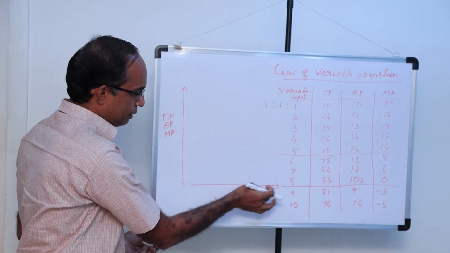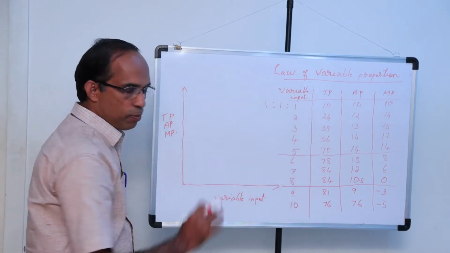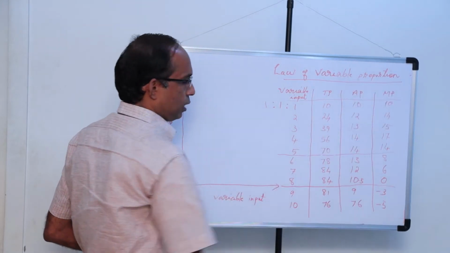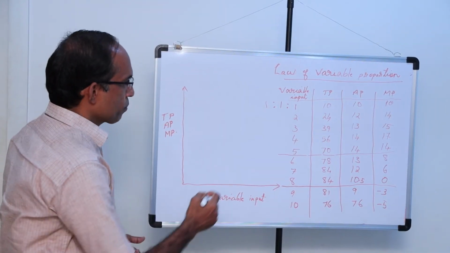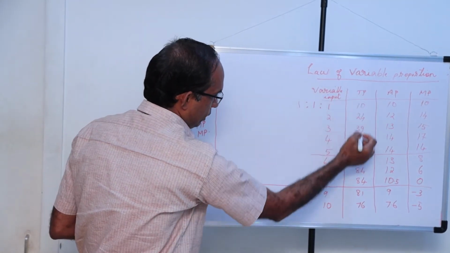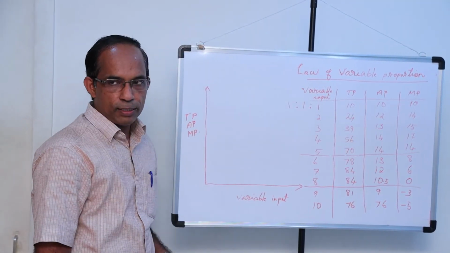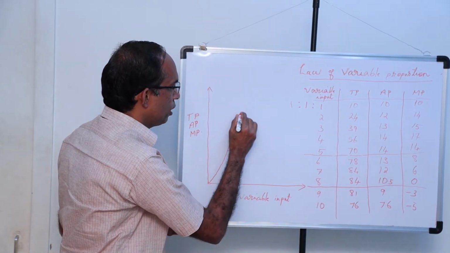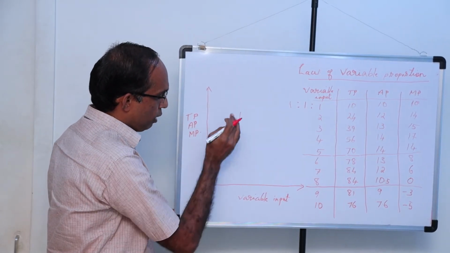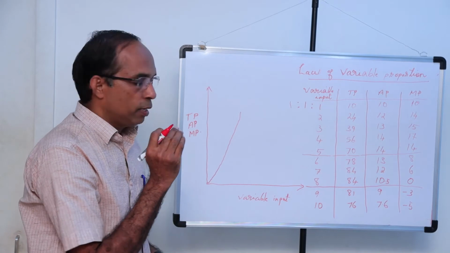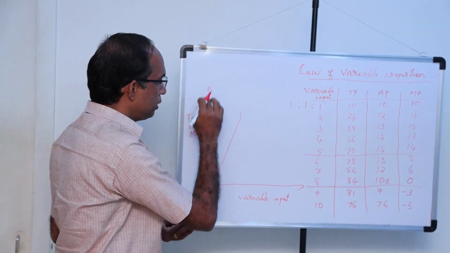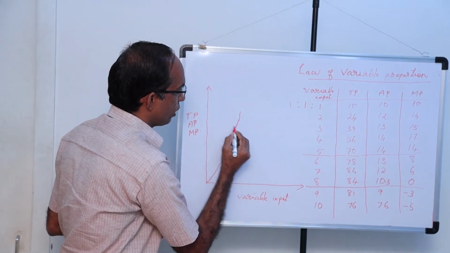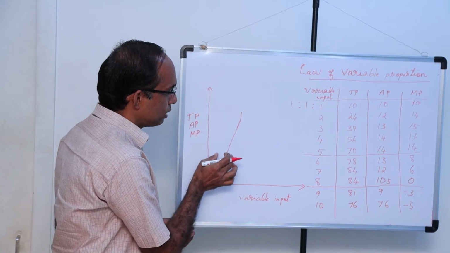First you draw the x-axis showing variable inputs, and on the y-axis total product, average product and marginal product. Right. First draw the total product. What happens to total product in the first stage? Total product increases at an increasing rate. When the curve goes upwards, it means it increases, because total product is measured on the y-axis. This is the first stage of total product. Increases at an increasing rate. The curve is steeper.